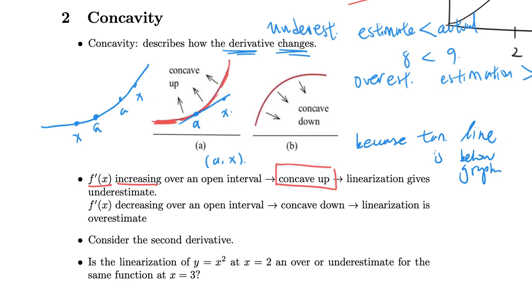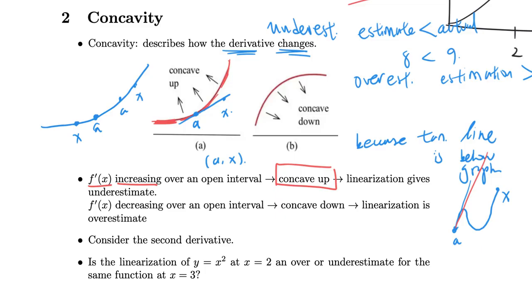Otherwise, let's give a counterexample. We might have, let's say, something like this. So here we have a concave up interval, but the linearization would give a clear overestimate, right? So here we would have an overestimate. But there is a concave up region. So this is why it's important to have concave up all along.